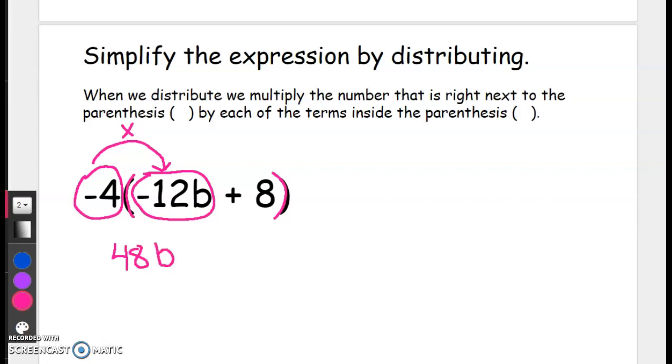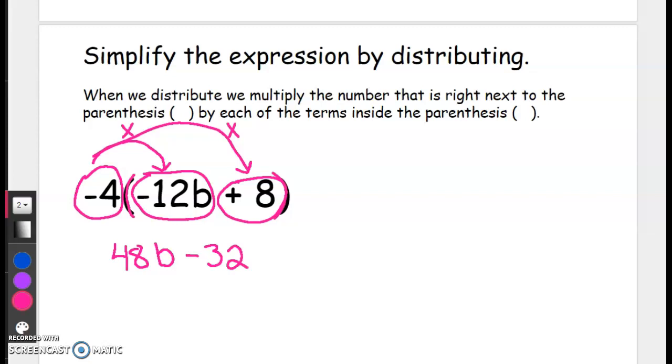Okay, the next thing we're going to distribute the negative 4 to is this term here, which is, again, looking at the sign in front of it, a positive 8. So now we're going to type it, and again, keep in mind distributing is always multiplication. So we are doing negative 4 times positive 8. Negative 4 times positive 8, if you type that in your calculator, gives you a negative 32. So when I write that down, I'm going to write down minus 32.